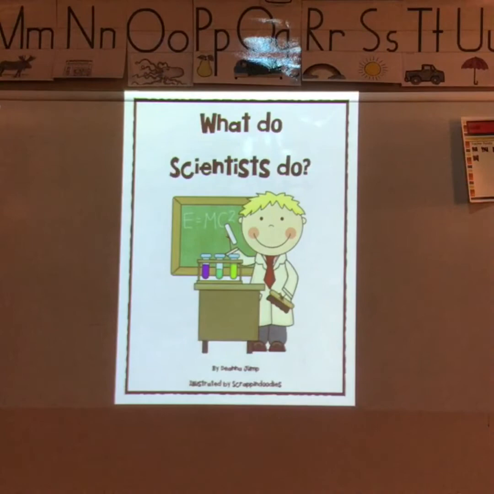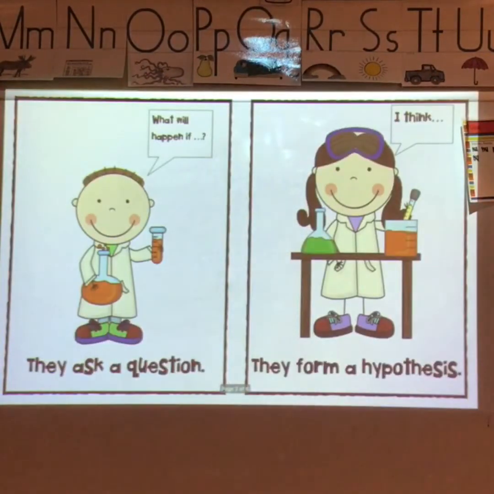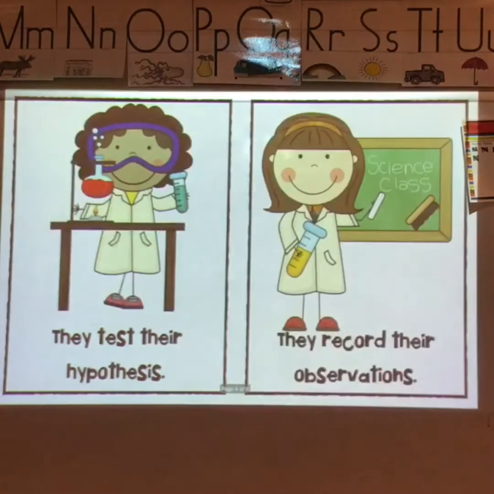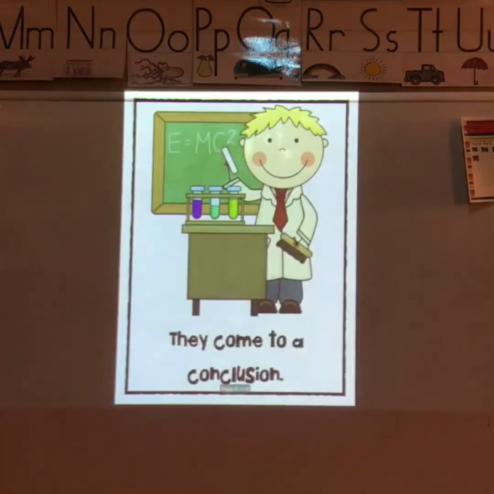This one is called, What Do Scientists Do? Let's check it out. They ask questions. One question is, what will happen if? They form a hypothesis. A hypothesis is a question, an answer to a question, and they try to figure out if their answer is correct by saying, I think. They test their hypothesis to see if their guess is correct. They record their observations in their science notebook. And they come to a conclusion.